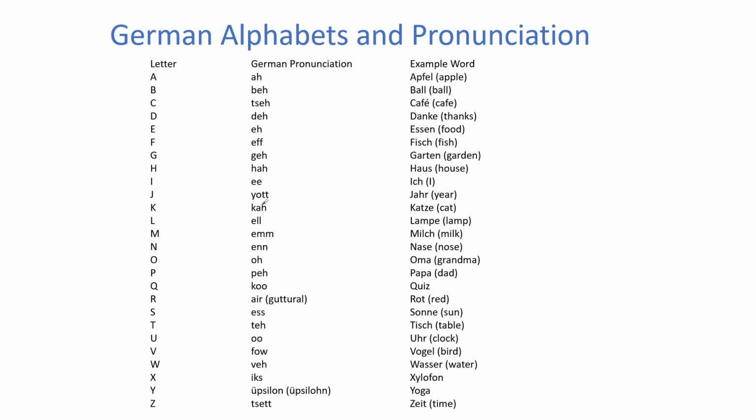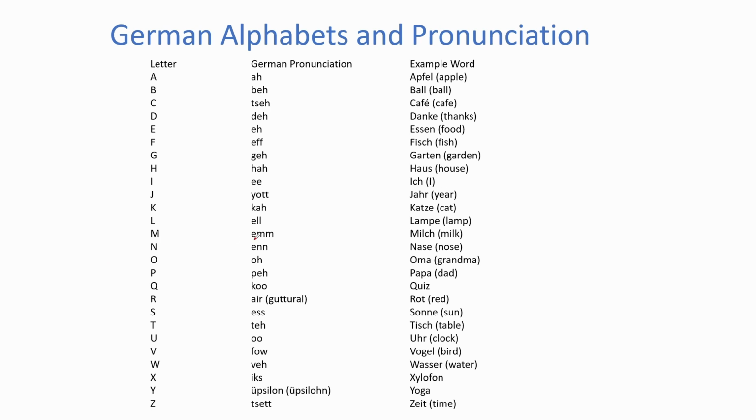Letter K is pronounced as ka. The example word for this is Katze. That means cat. Letter L is pronounced as L, same as English. The example word is Lampe. That means lamp. Letter M is pronounced as M, same as in English. For example, Milch. That means milk in English.